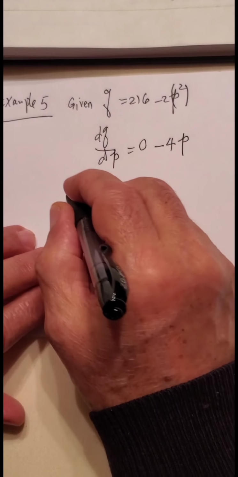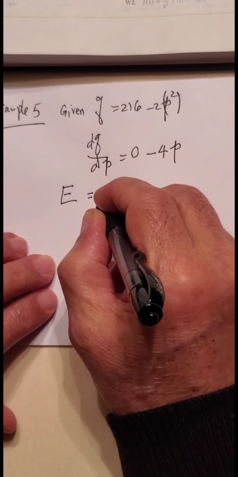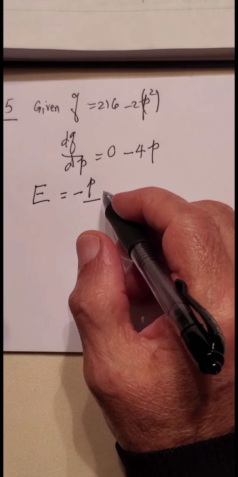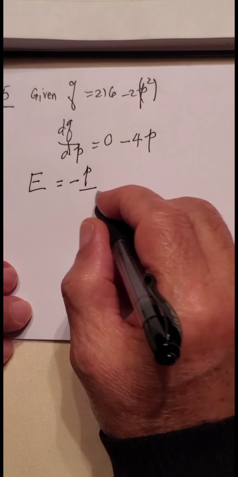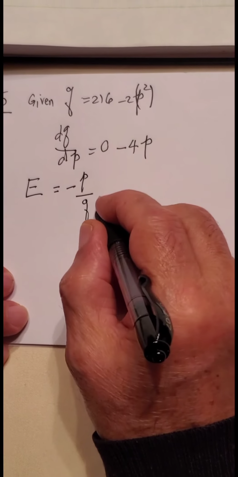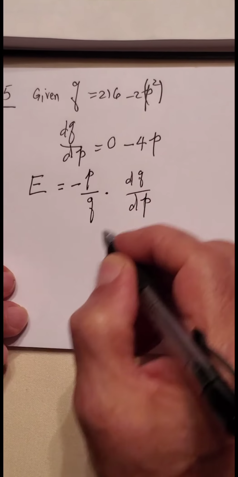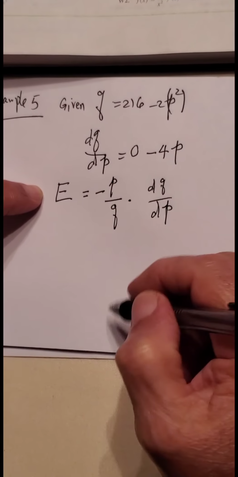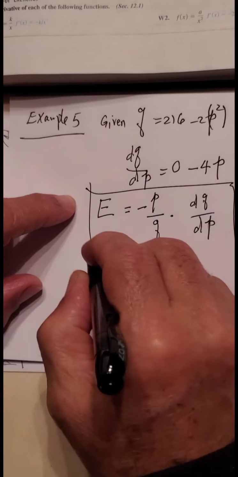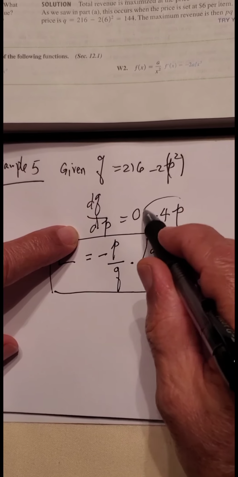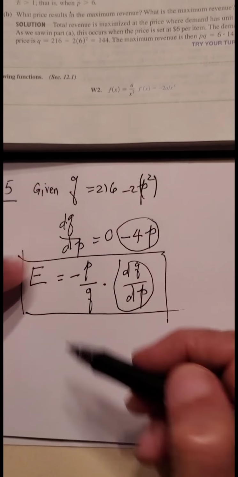Then we write the E. What is E actually? E has a formula, which we started with today: minus p over Q, times dQ divided by dp. That's the formula for elasticity. And now we have dQ over dp, which is how much? Minus 4p. 0 is nothing.